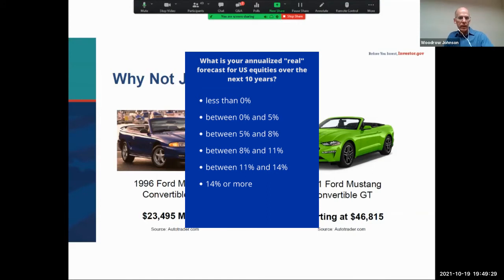So this survey here is for the next 10 years, US equities or US stocks will do how well, per year. If you're to annualize your estimate, like what percent per year do you think stocks will do in the next 10 years? What's your view? Again, no right answer. Your guess is as good as mine. So what are your thoughts?